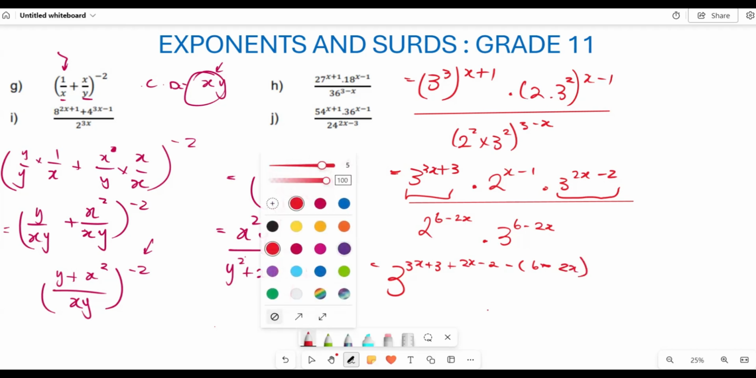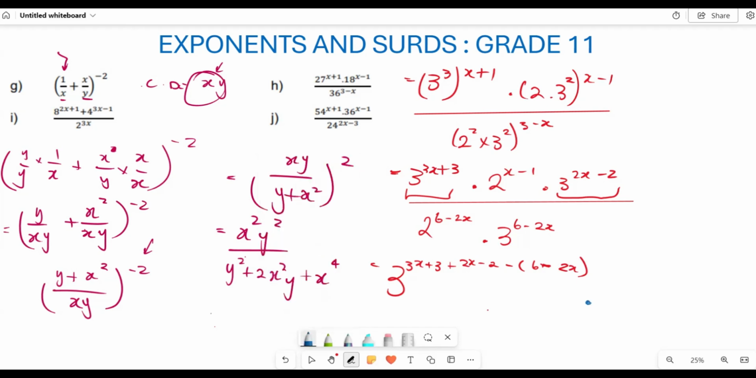Now, let's say I change color and use a different one for 2. What am I going to do now? This is going to be 2 to the power of x subtract 1. And because this is in the denominator, it's going to be subtracted. What is it then that you're going to have here? This is going to be the same as 6 subtract 2x also. Are we fine? And then now we are going to say, look, this is 3.